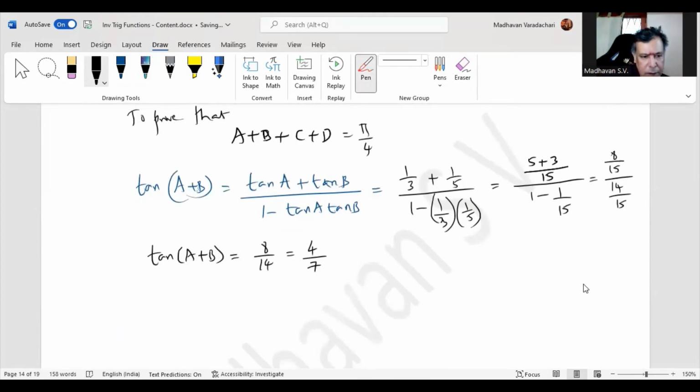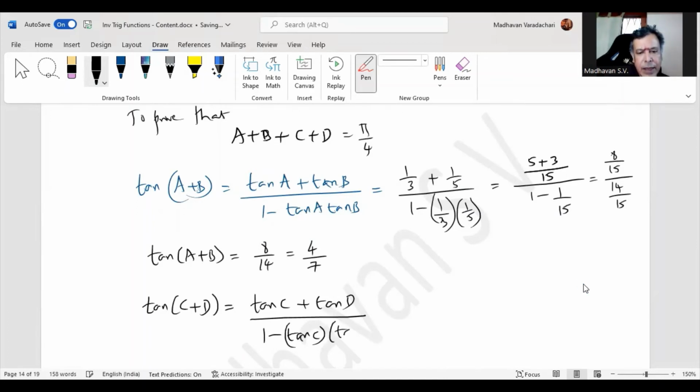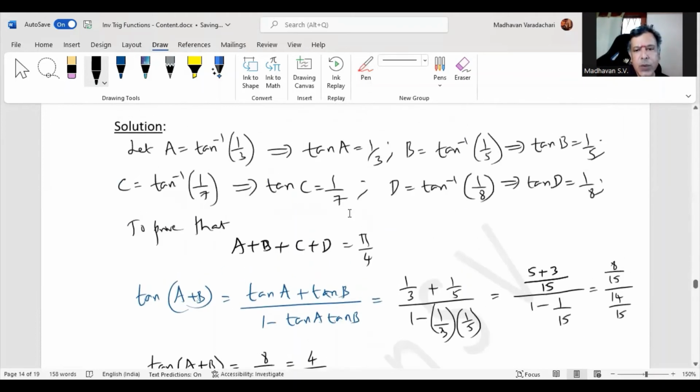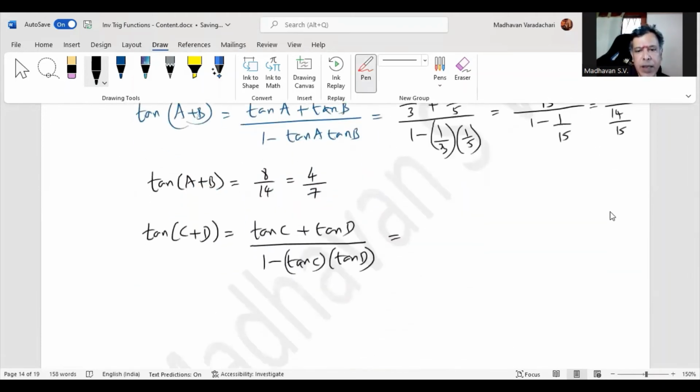Now, let us say tan of C plus D. Same trigonometric identity, which is tan C plus tan D divided by 1 minus tan C times tan D. That will be, tan C is what? Tan C is 1 by 7, tan D is 1 by 8. So 1 by 7 plus 1 by 8 divided by 1 minus 1 by 7 into 1 by 8. That will give us 1 minus 1 by 56.